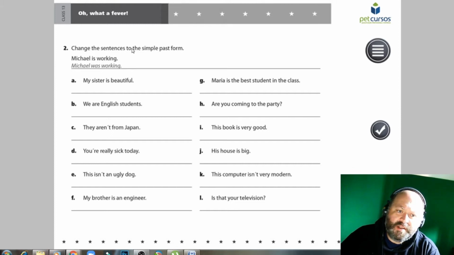Change the sentences to the simple past form. Okay, so you had to put them in the past. We studied in this class the past of the verb to be. Michael is working. Michael was working. Yes? Todas elas são com verbo to be. They all use the to be verb. Everything with the verb to be.